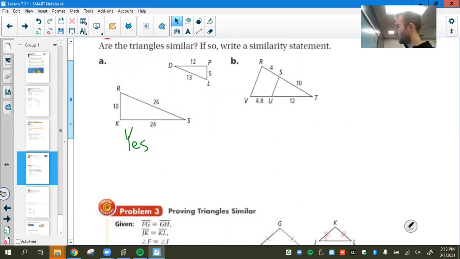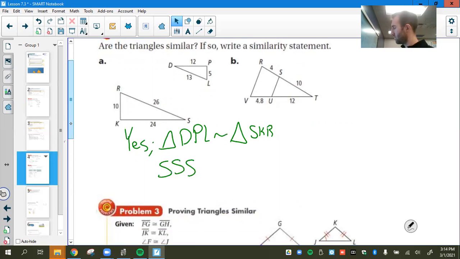So I could say triangle is similar to triangle SKR. Why? Side-side-side similarity. That's why.